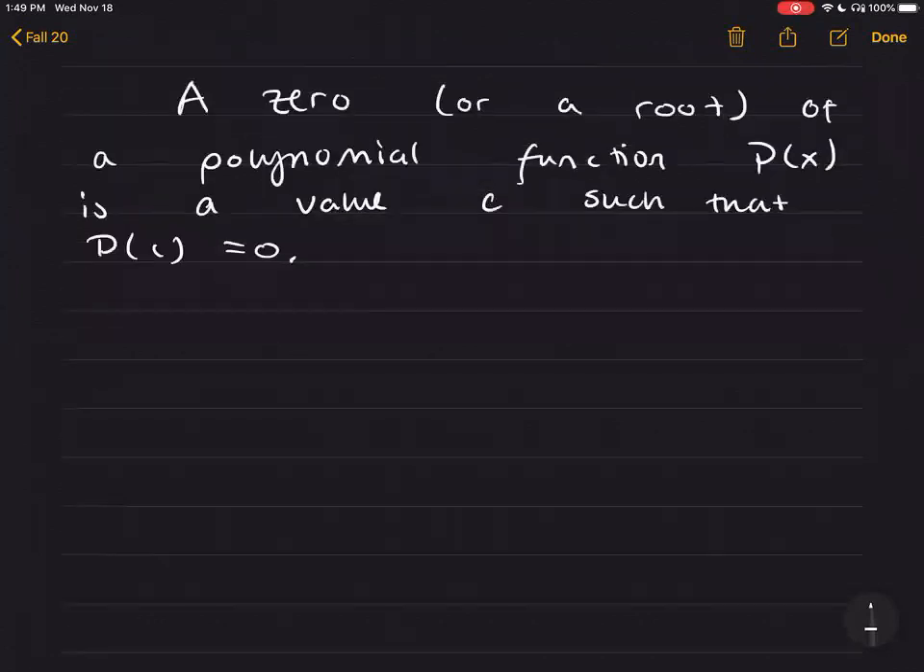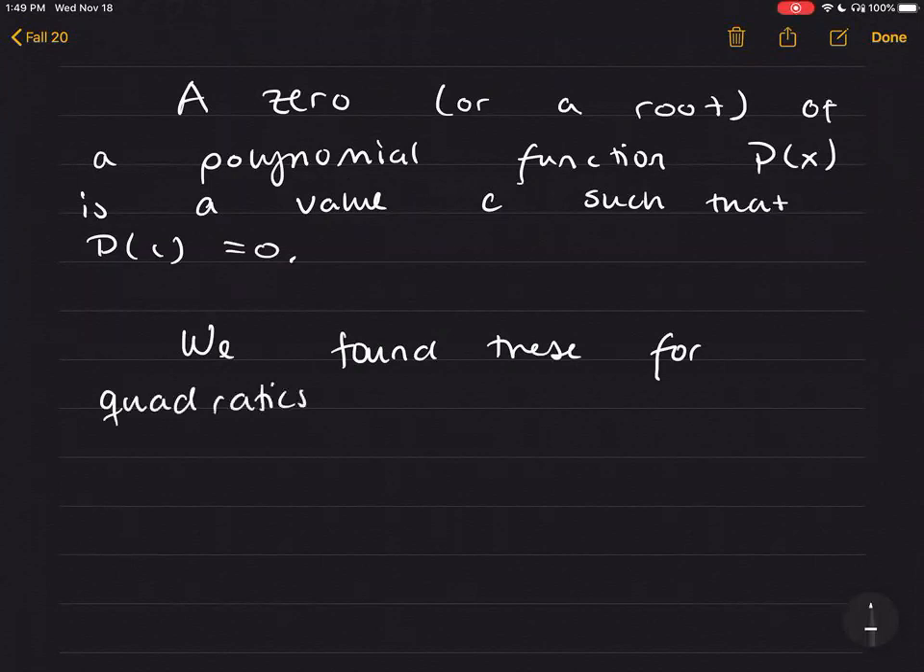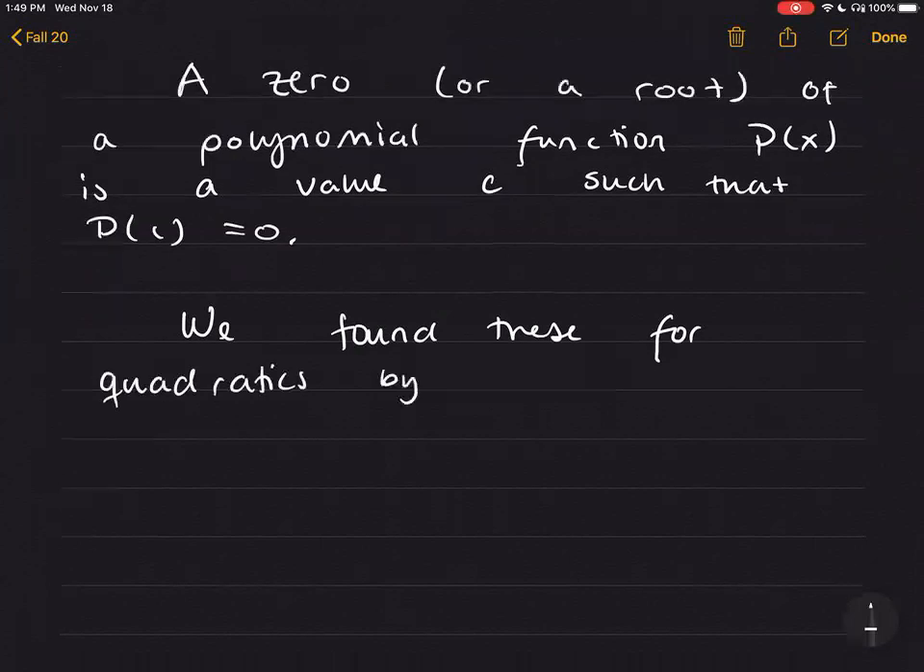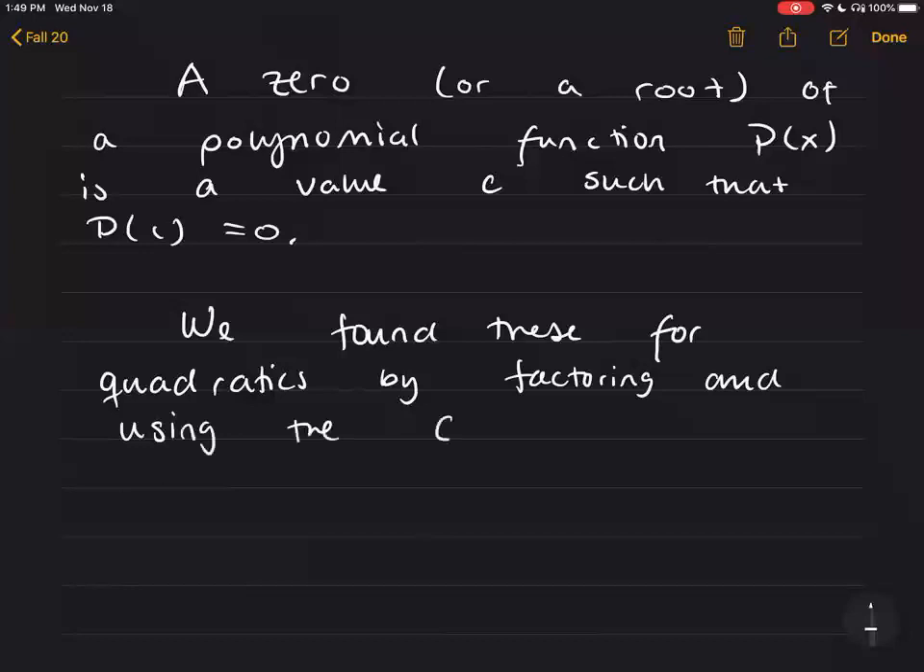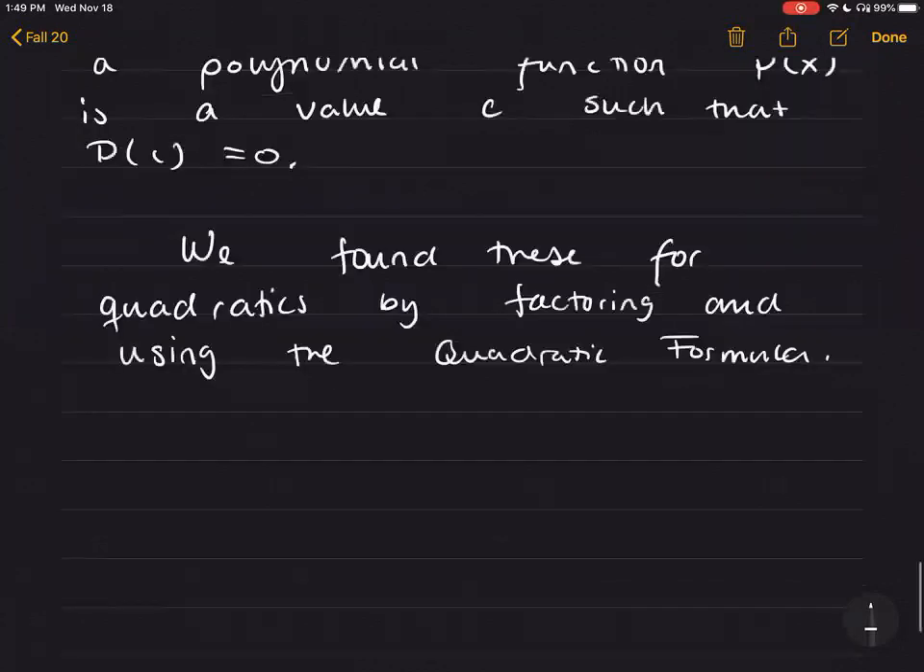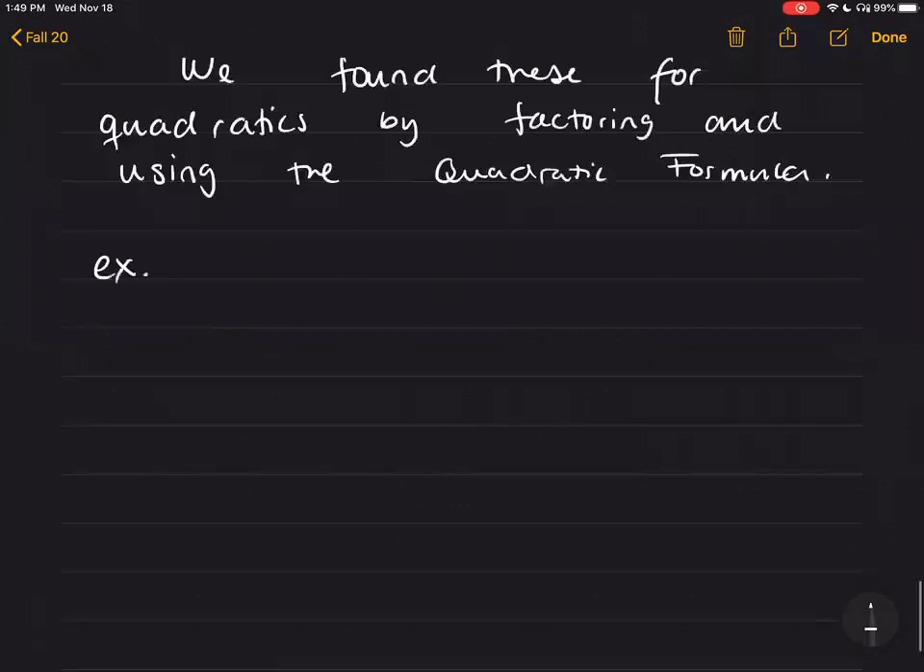Now, if you remember, we found these for quadratics. And the 2 main ways we did that were by factoring and using the quadratic formula. Okay, so if we use the same ideas that we used earlier in this course, finding the roots of polynomials isn't actually too bad. So just a little refresher, let's see an example.